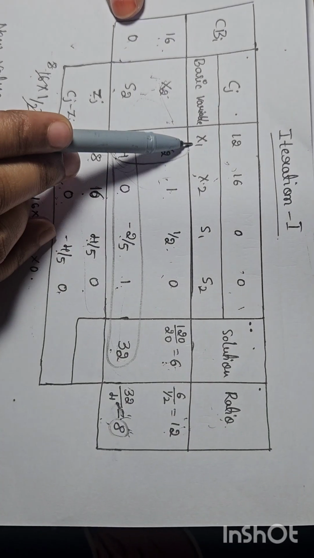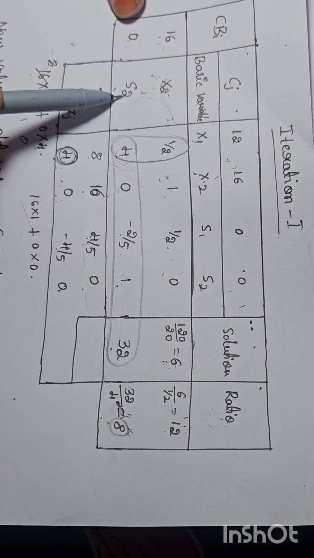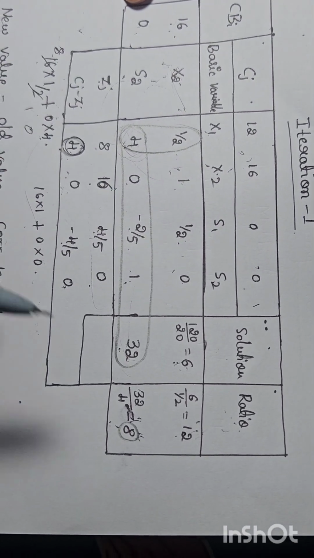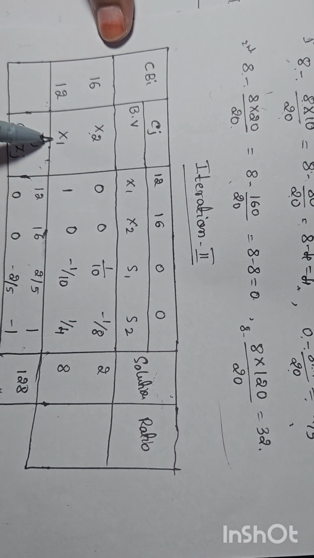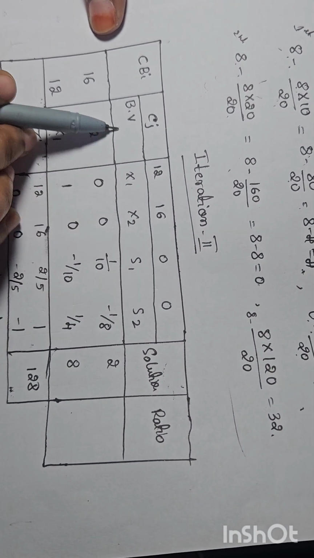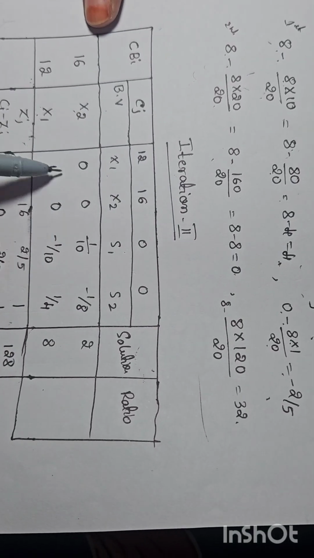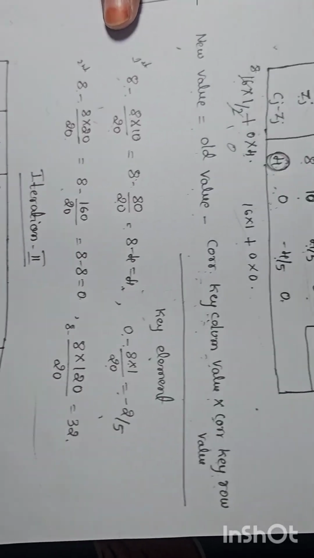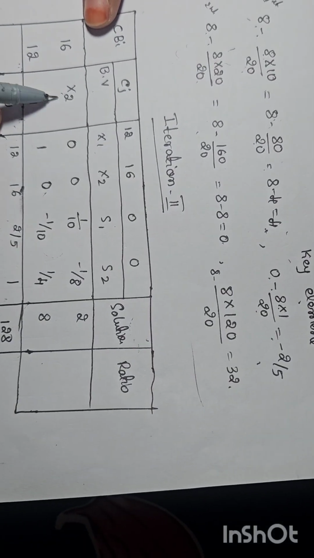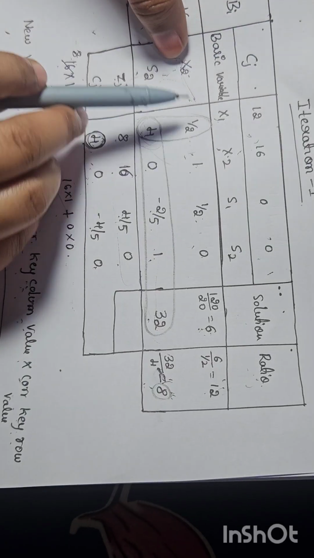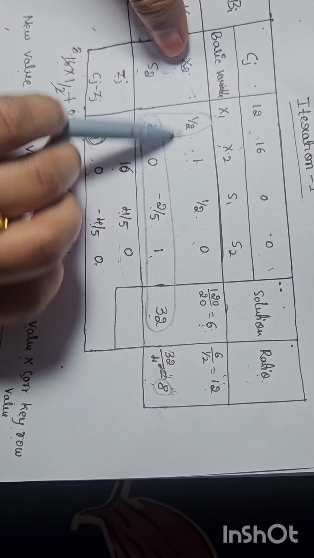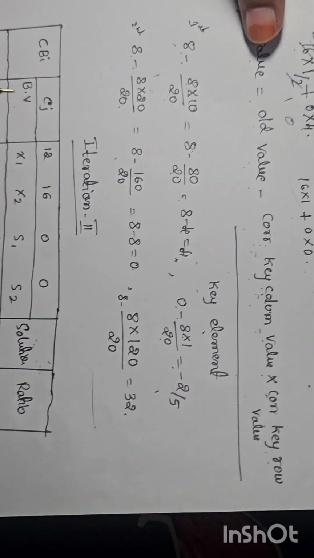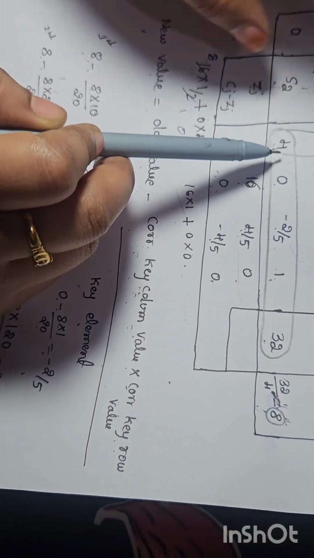Second iteration, the same table we need to plot. Here x1 will be the entering variable, and s2 will be the leaving variable. So x2 you need to write, x1 is entering here, Cj is common, basic variables are also the same, but here we need to find the new values by using the formula. This x2 we need to find the new value here. How to find this new value? By using this formula we will get these values. Then this s2 we need to divide by the key element.